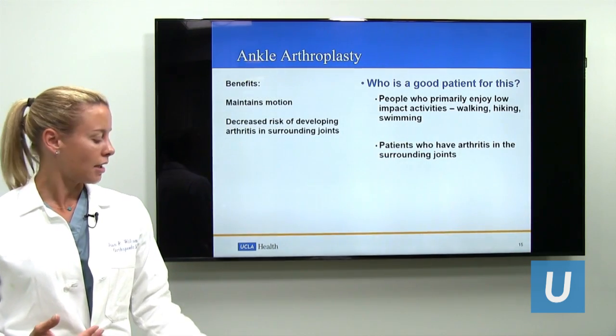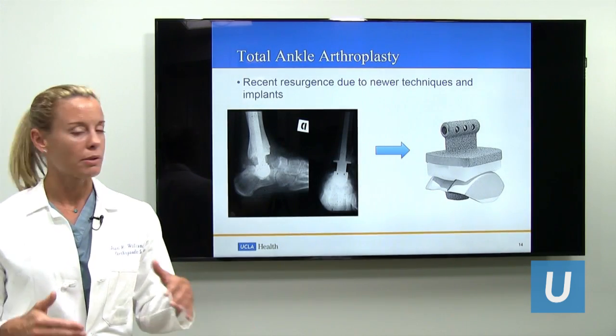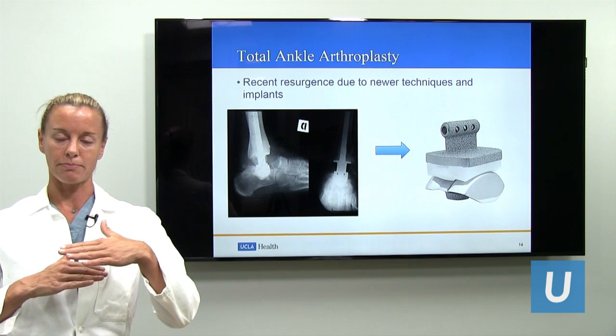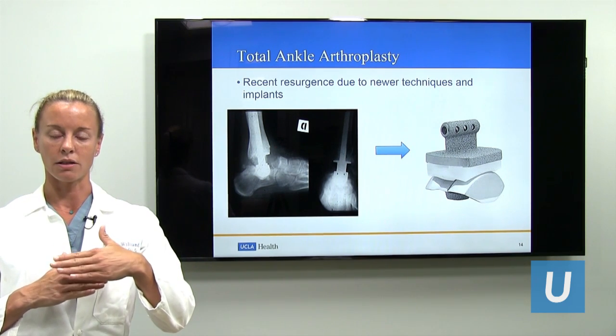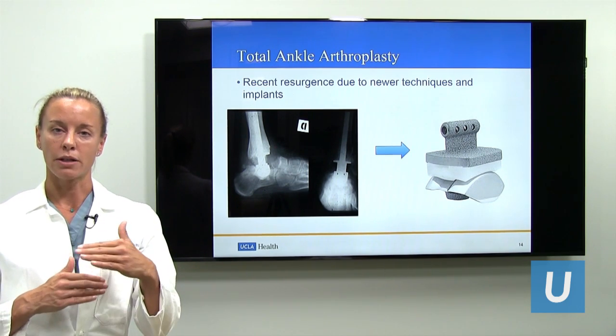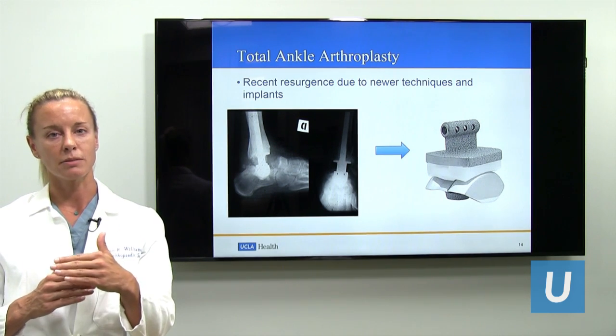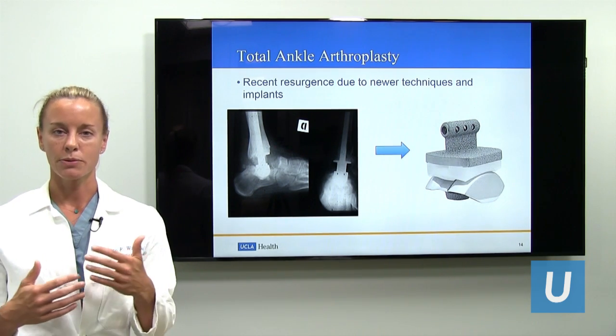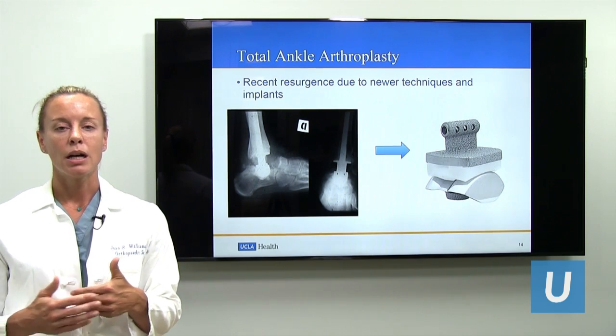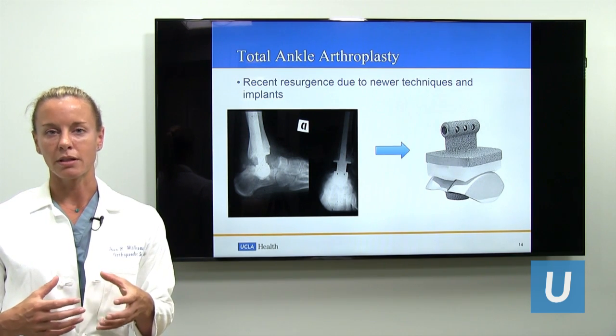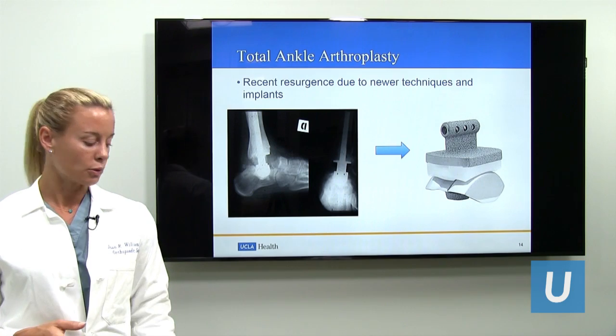So in an ankle replacement, we basically remove the cartilage pieces by cutting a little bit of the bone, and we put metal pieces on either side of the joint and a kind of polyethylene or plastic piece in the middle. So it helps retain that motion, although it's still a little bit less than kind of a normal ankle motion.